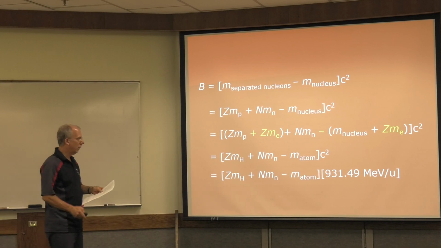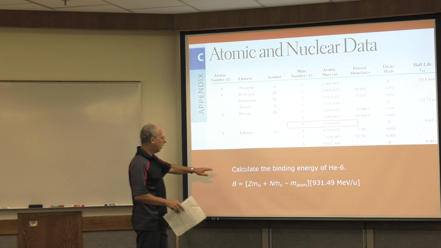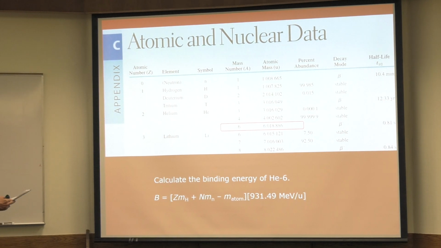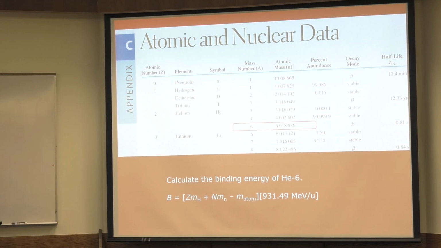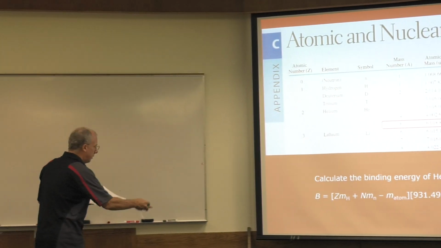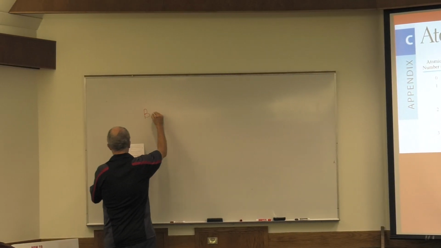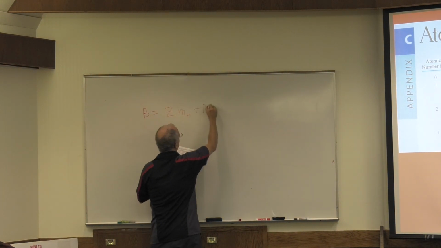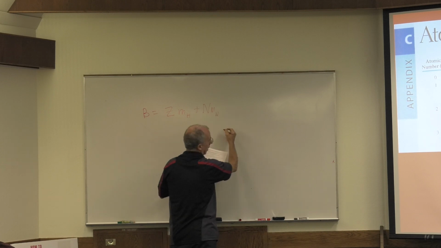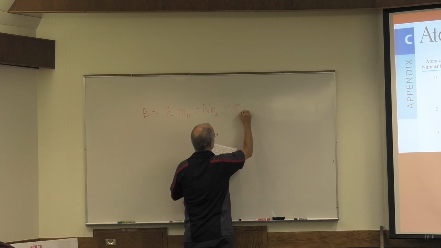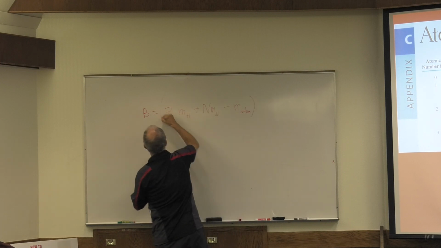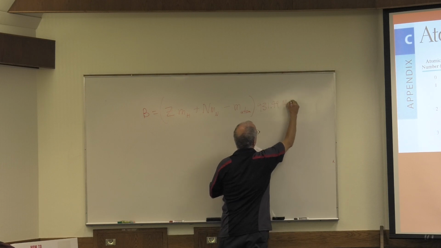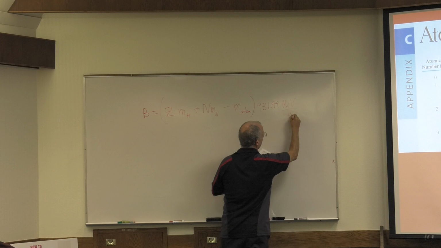All right, so let's do an example. Calculate the binding energy of helium-6. Okay, helium-6. All right, so there's our formula. The binding energy is Z times the mass of hydrogen plus the number of neutrons times the mass of a neutron, minus the mass of the atom, times that nice conversion factor, 931.49 million electron volts per U.